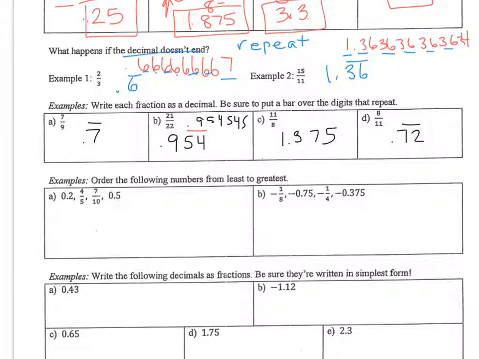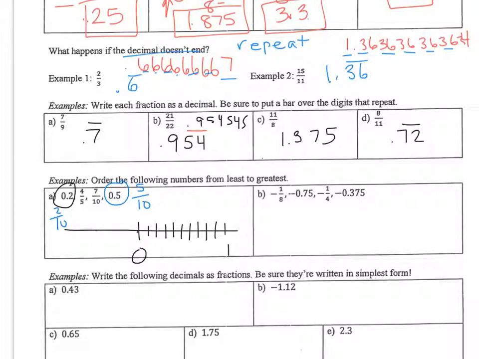So order these from least to greatest. We kind of did this a little bit already. So let's make a number line. We'll put 0. And then 0.2, remember, is 2/10. 0.5 is 5/10. And so I'm going to go up by tenths. 1/10, 2/10, 3/10, 4/10, 5/10, 6/10, 7/10, 8/10, 9/10, 10/10, which is 1.